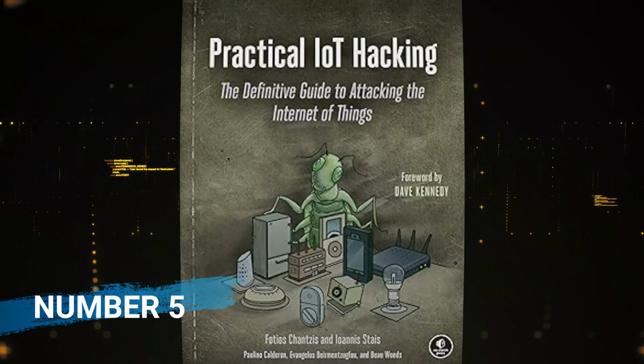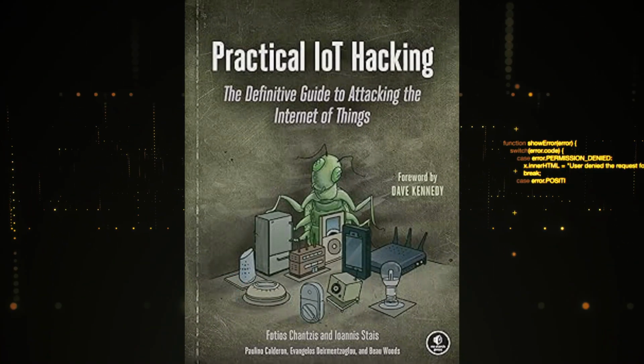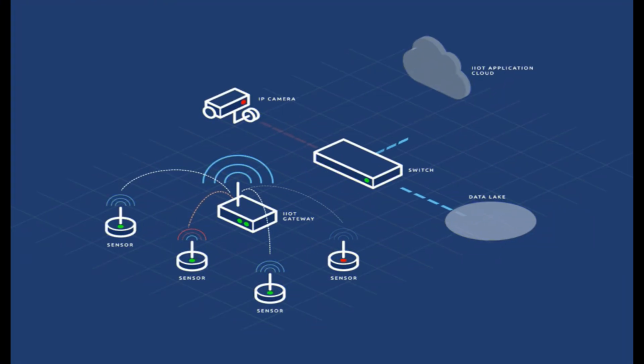Number 5, Practical IoT Hacking. This book is written by all-star security experts. Practical IoT Hacking is a quick-start conceptual guide to testing and exploiting these systems and devices.